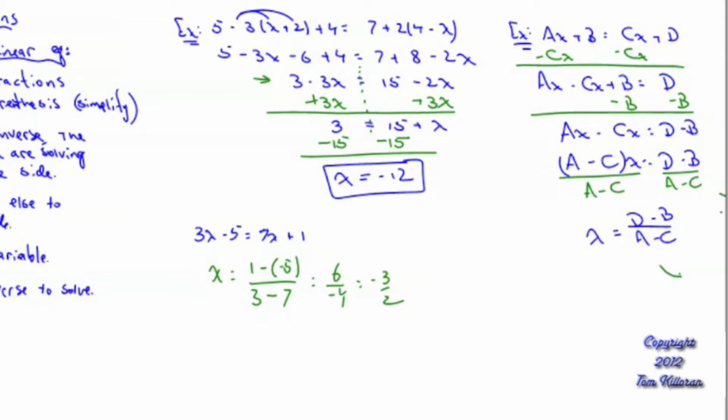Let's see here. How about one with fractions? 4 minus 3x minus 2, all divided by 3, is equal to x over 6 plus 2x plus 1, all over 2. Forgot to clear my screen. Let me write it over again. Yeah, same one. I just didn't clear my screen over there.